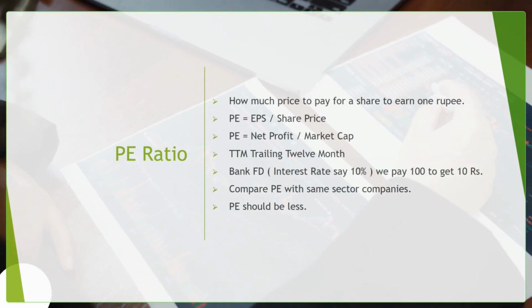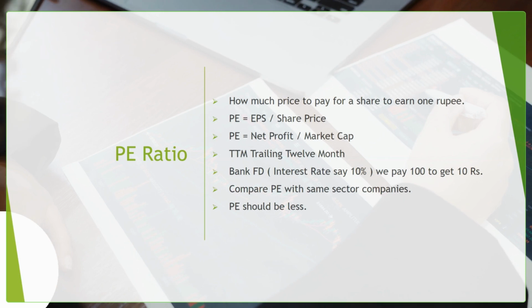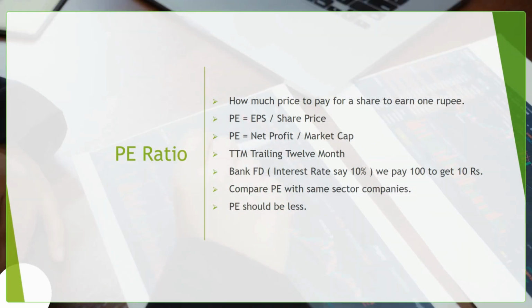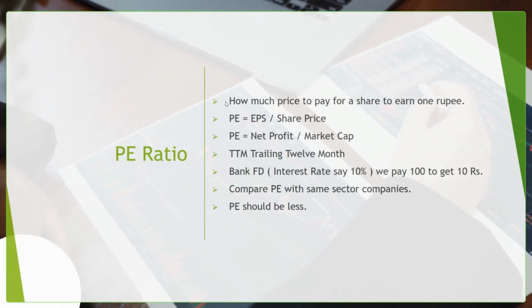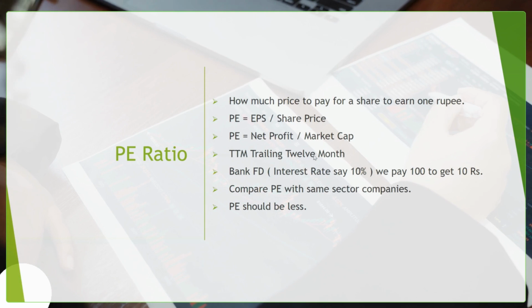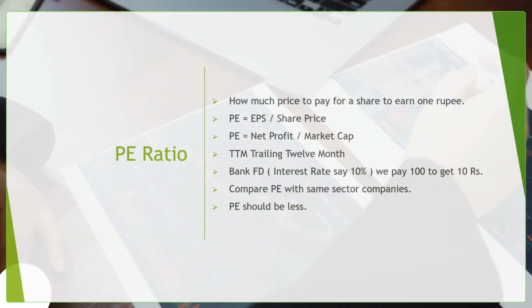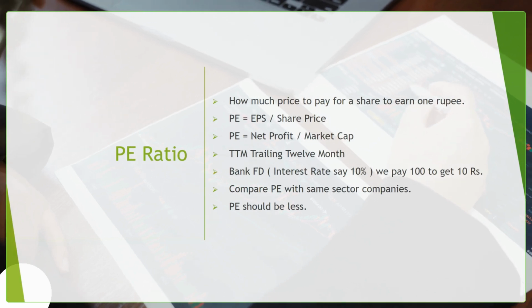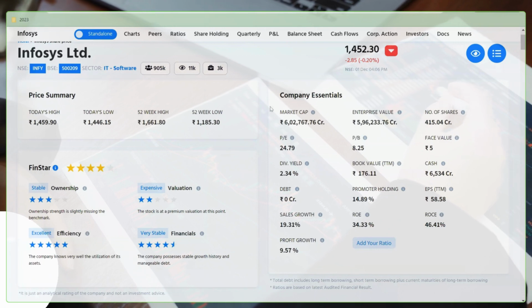Suppose you want 1 rupee, then how much do you need to give? For each rupee, how much money have you given to the bank? 10 rupees. So every 10 rupees, you are getting 1 rupee in the next year. The same thing applies for P ratio. In a particular stock, how much money will you be investing in that share to get 1 rupee? That is what the P ratio is.